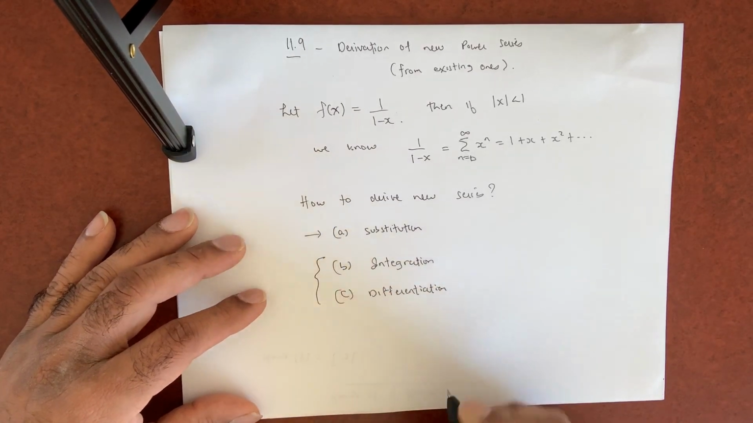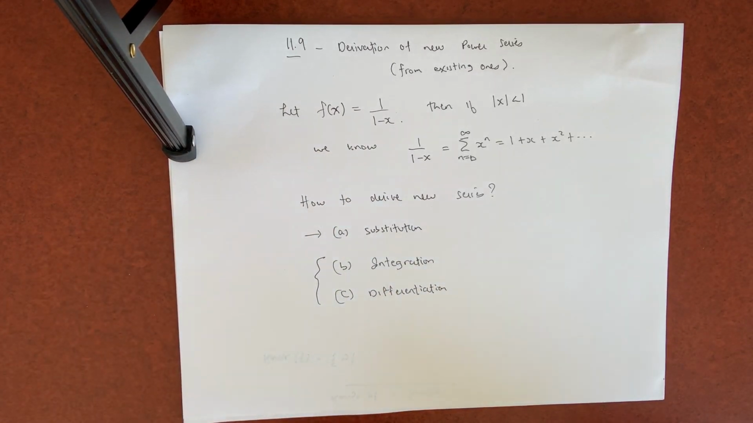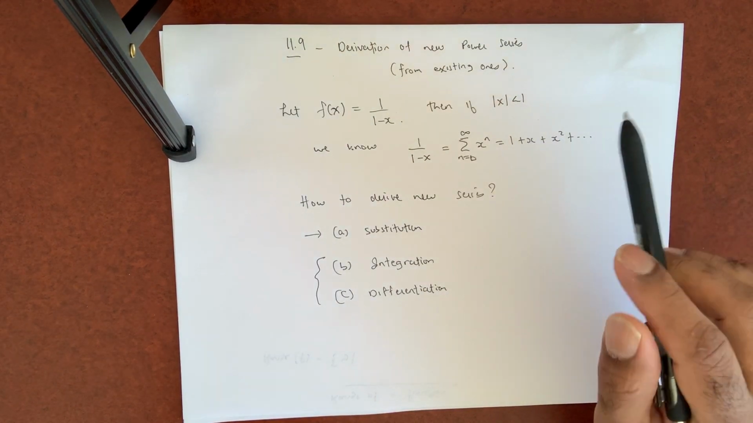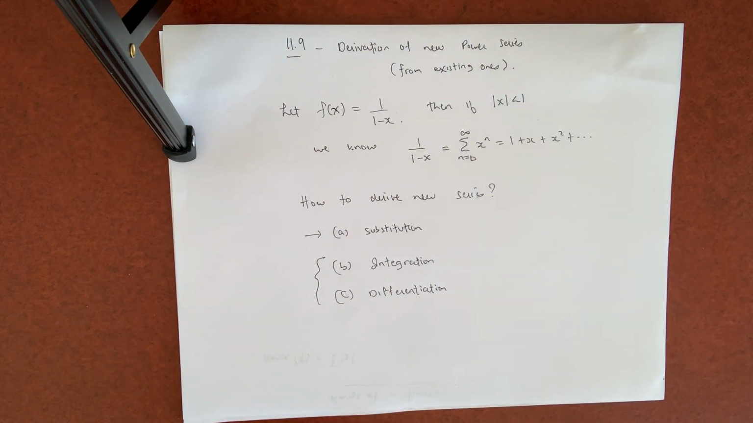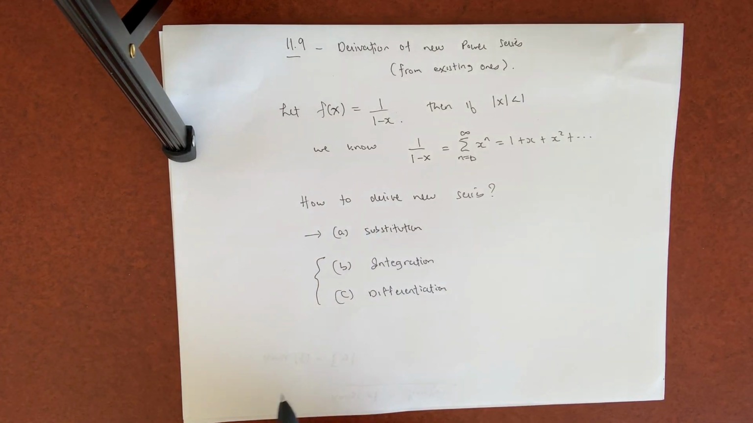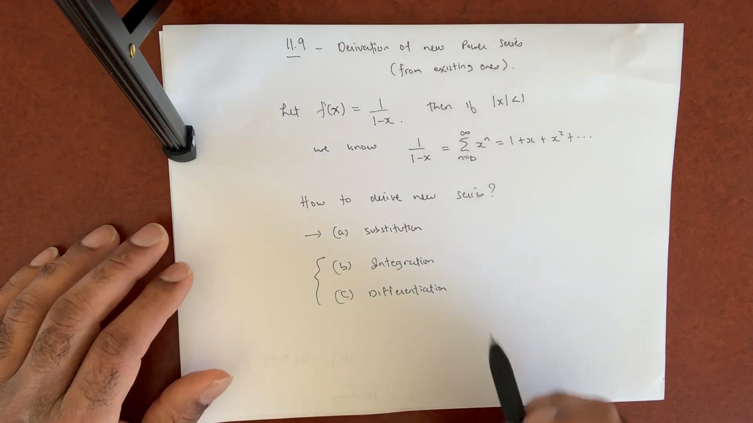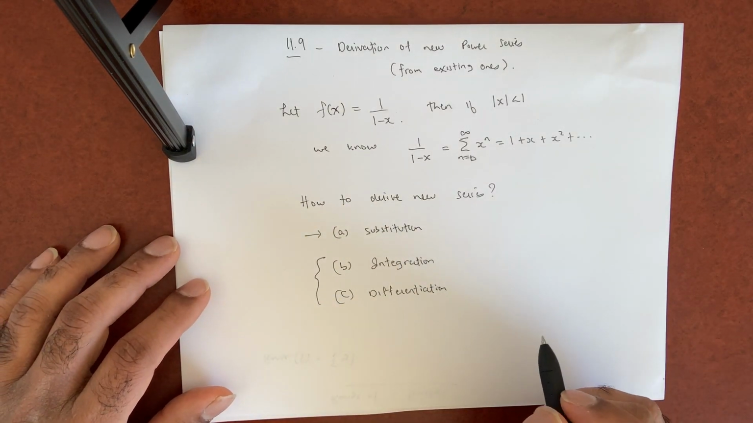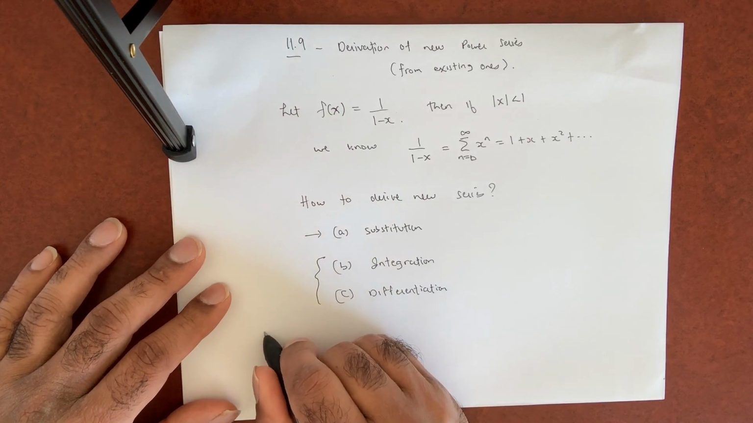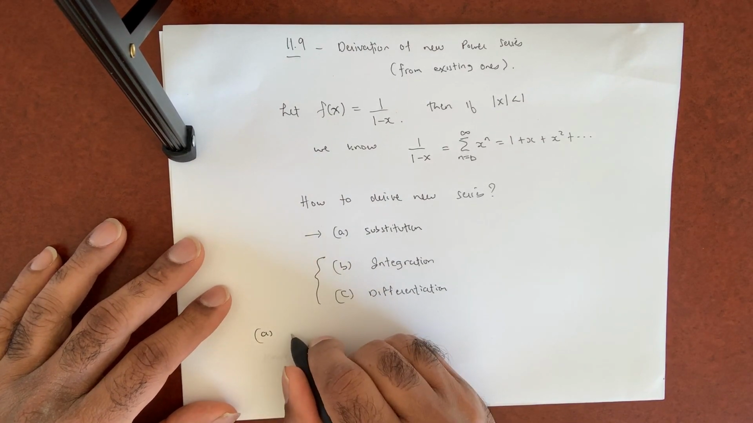So one of the main reasons why people like these types of series is that you're allowed to integrate and differentiate on the interval of convergence, at least on the open part of it. And substitution can also be an effective method in certain situations. So for this video, we're going to start on the substitution. So let's do some examples for substitution.